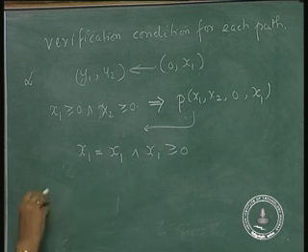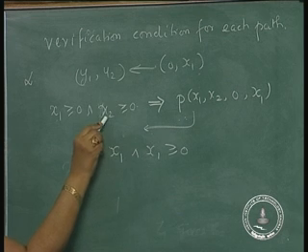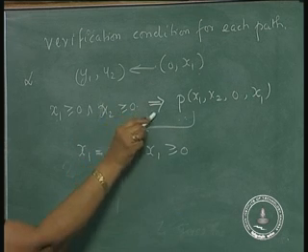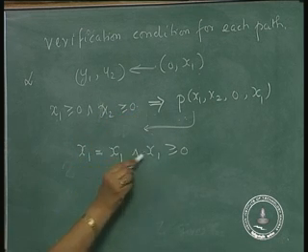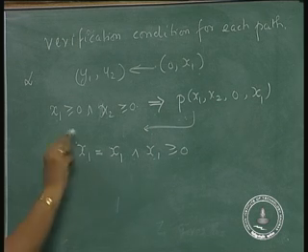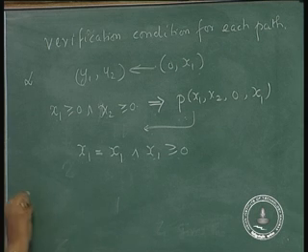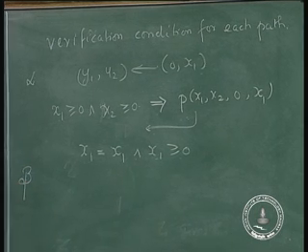So, this is the first verification condition: x1 greater than or equal to 0 and x2 greater than or equal to 0 should imply x1 is equal to x1 and x1 greater than or equal to 0, which is true. So, this is the first verification condition and that is proved. Now, consider the path beta.